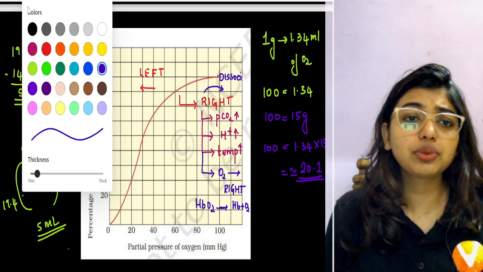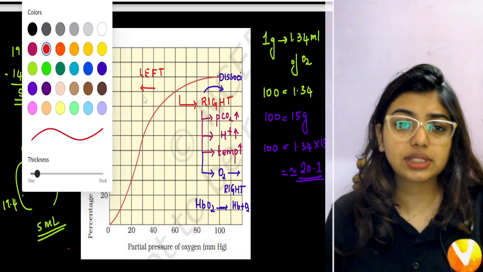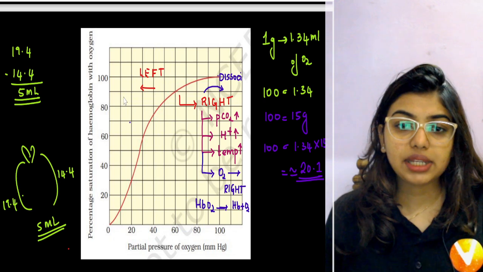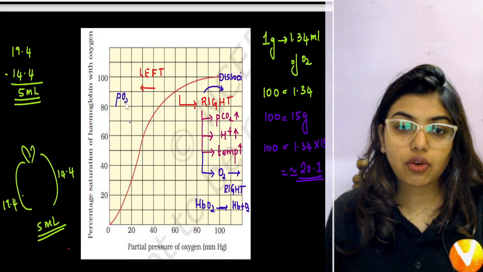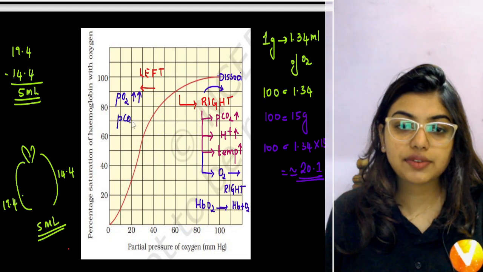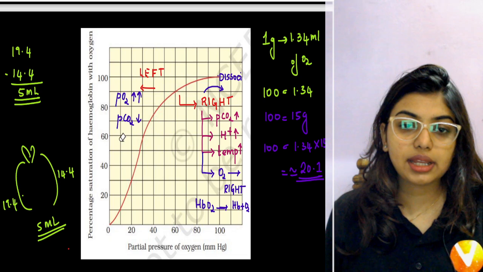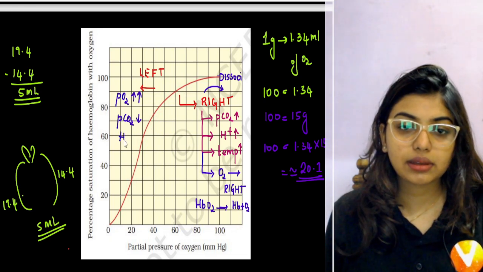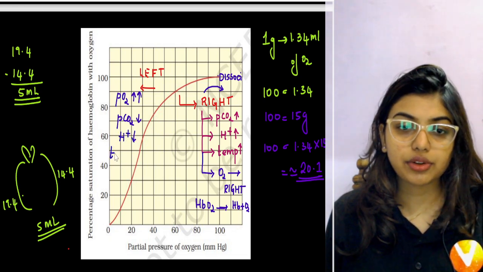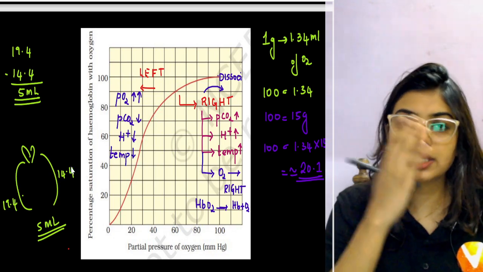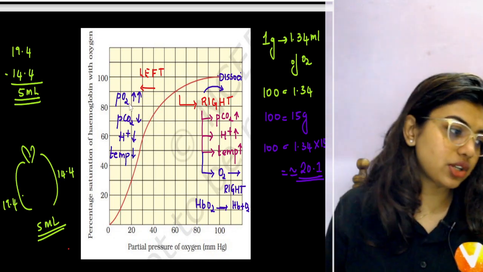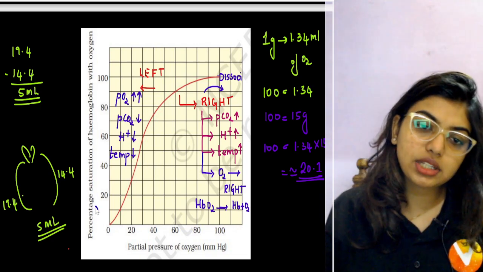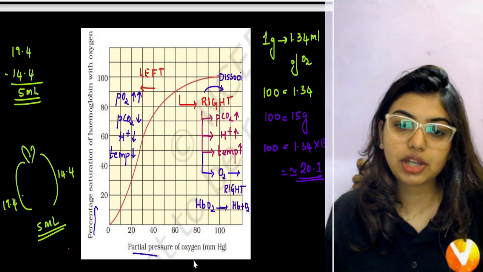Now if it is shifting towards the left, what is going to happen? That means the partial pressure of oxygen is going to be high, and obviously the others are going to be less. H plus is going to be less, and temperature is going to be less. So all of them are going to be low. This is the whole curve, the dissociation and association curve. Here you have the percentage saturation of hemoglobin with oxygen against the partial pressure of oxygen.